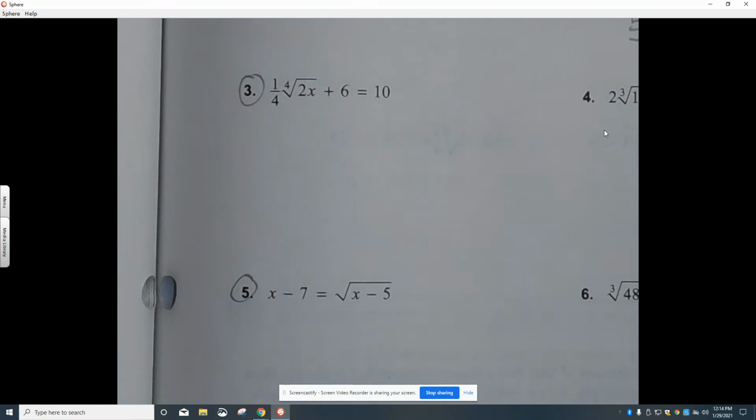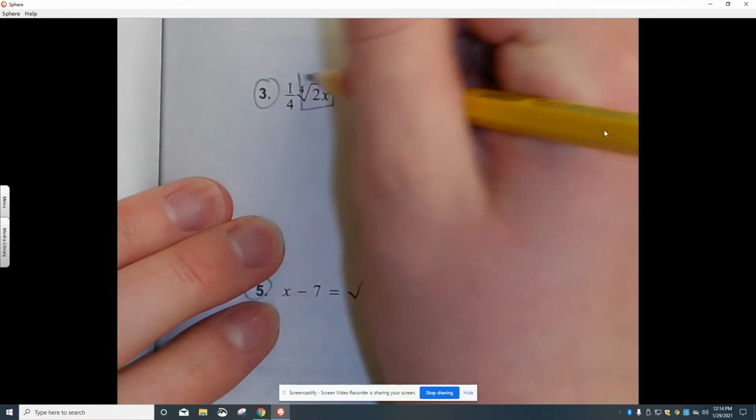All right, let's go ahead and try number 3. Here's number 3. We first need to try to get the radical alone, because right now it's not alone. It's stuck in there.